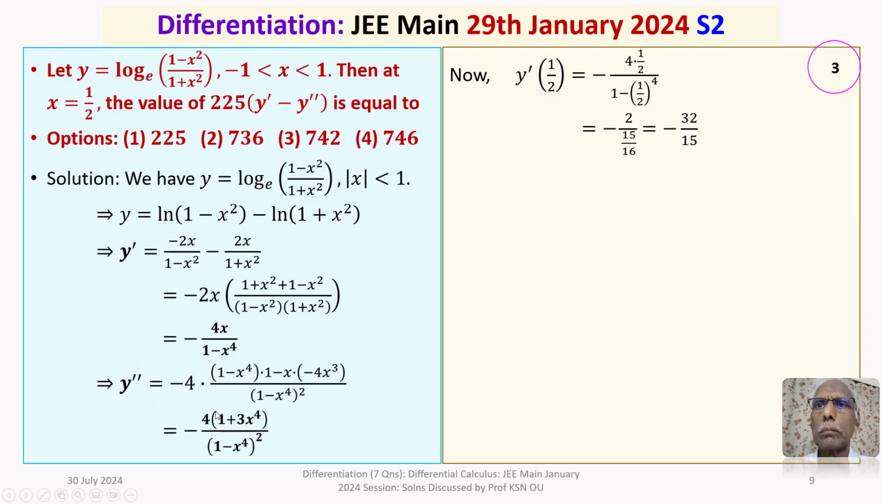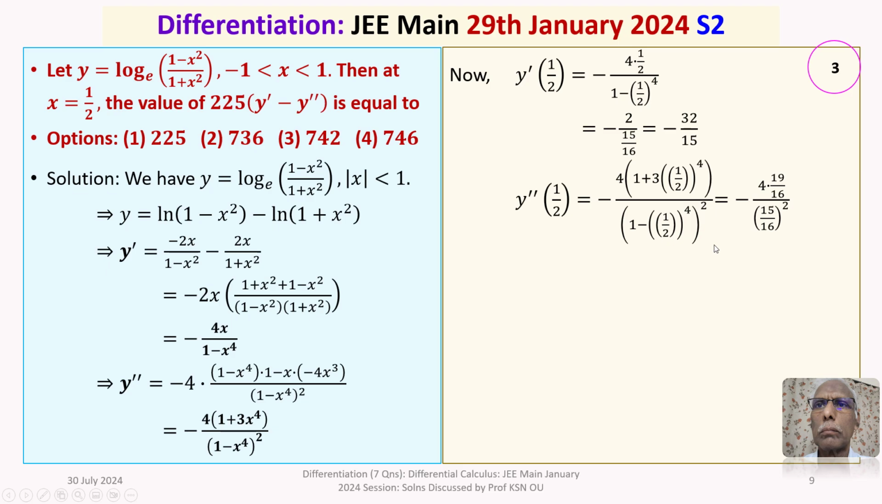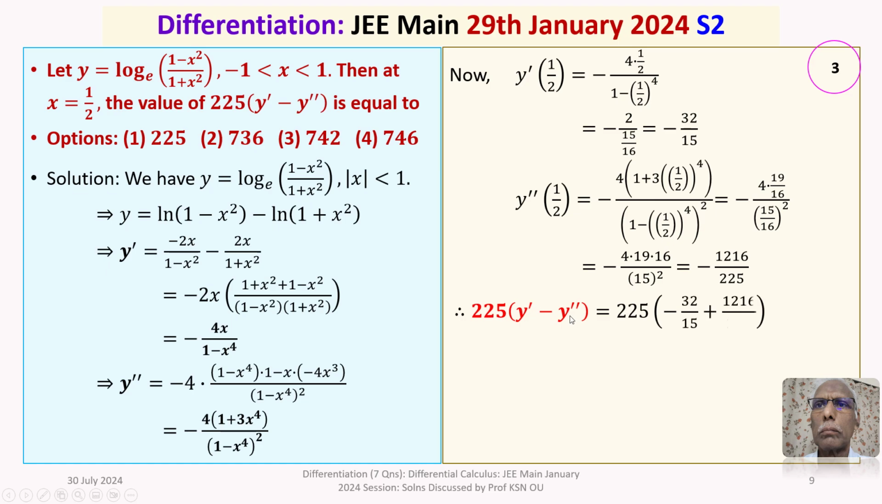Take y double prime here and substitute when x is equal to 1 by 2, and simplify. Further simplification, you will get this as minus 1216 by 225. So, what is it that we want? We want the value of this one. So, 225 into y prime minus y double prime is equal to 225 into y prime value, which is minus 32 by 15, minus y double prime value, which is minus 1216 by 225, minus into minus plus.